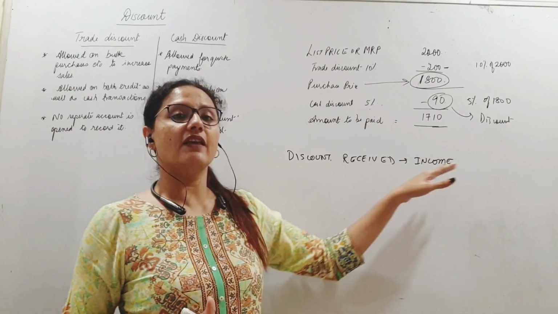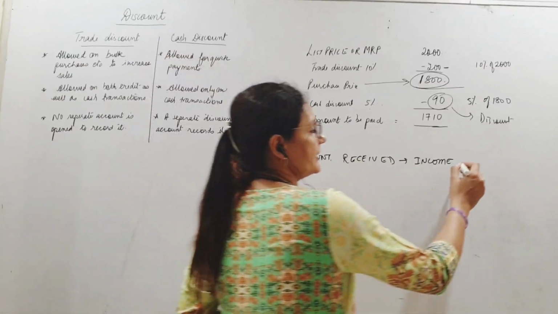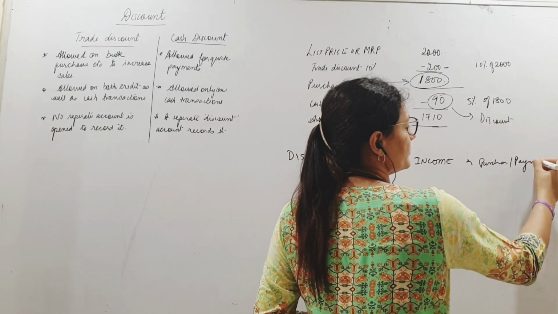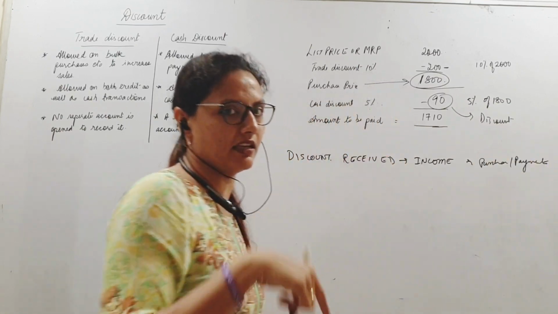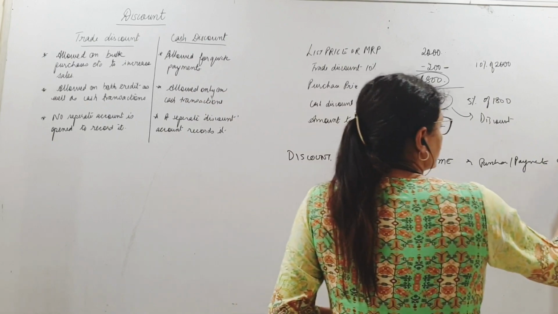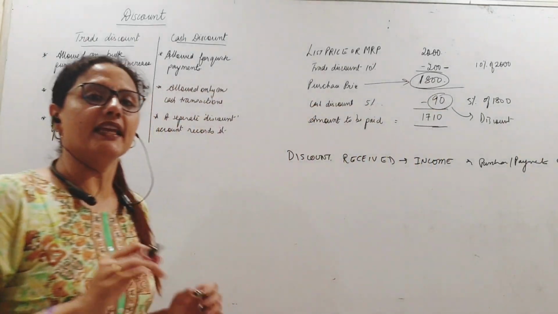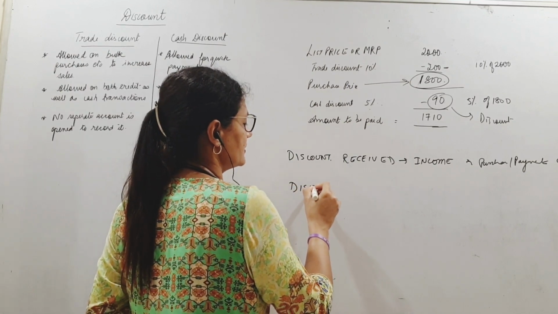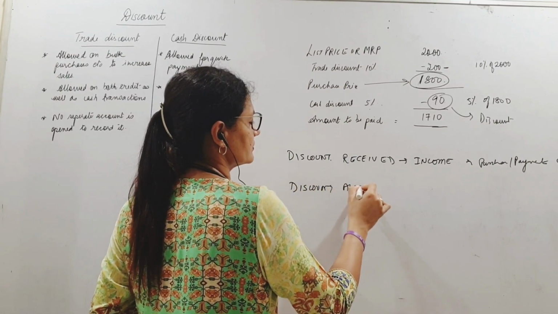So discount received is an income related to purchases or payments to be made. Yes, when I pay, I receive a discount. So वो credit होगा. All incomes to be credited. Clear? On the other hand, discount allowed.